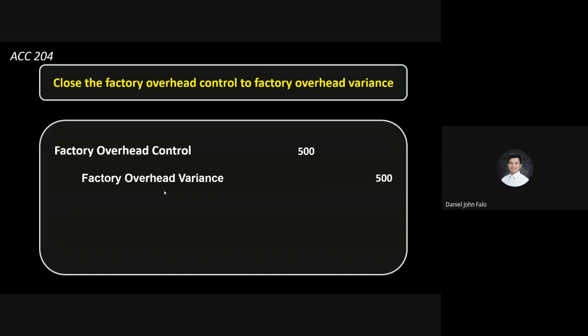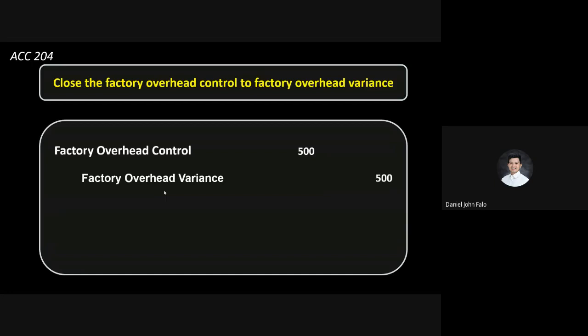If the variance results in over-applied factory overhead, it means the factory overhead accounted for is much higher than the actual, so it is considered favorable because it would be deducted further from the cost of goods sold. While if there is under-applied factory overhead, you're going to add additional factory overhead. So it is considered unfavorable because it would make the cost of goods sold much higher.